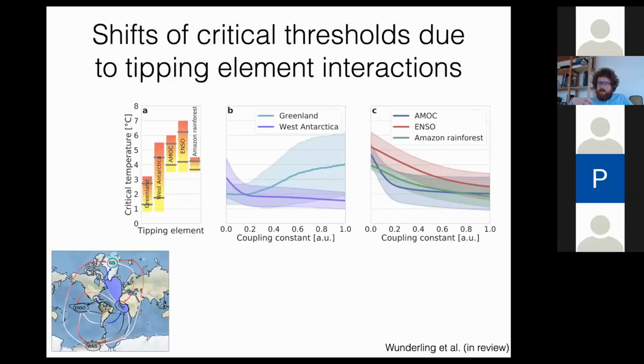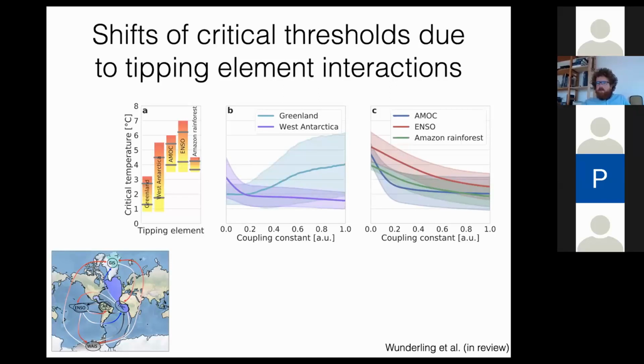While for Greenland, this temperature range is increased with coupling strengths, which is among others what I talked about earlier, but with huge uncertainties. So we see the uncertainties are really huge. Also interesting, for the West Antarctic ice sheet, the uncertainties stay approximately the same. And there's also the other elements in this group, the AMOC, ENSO, and Amazon.